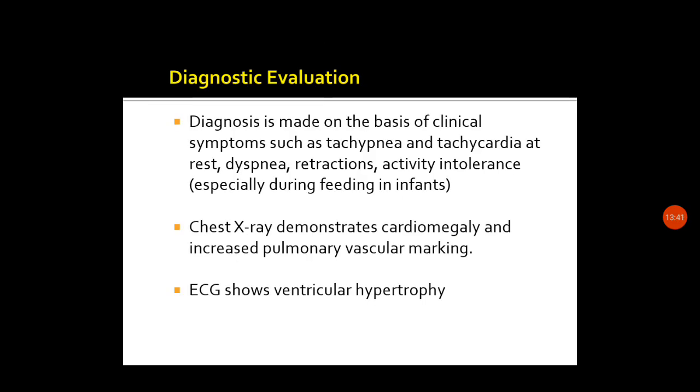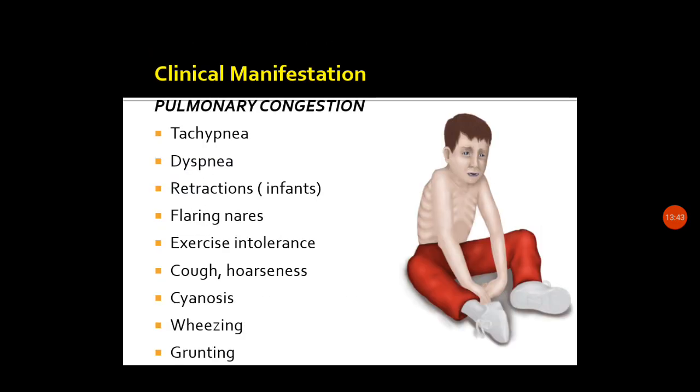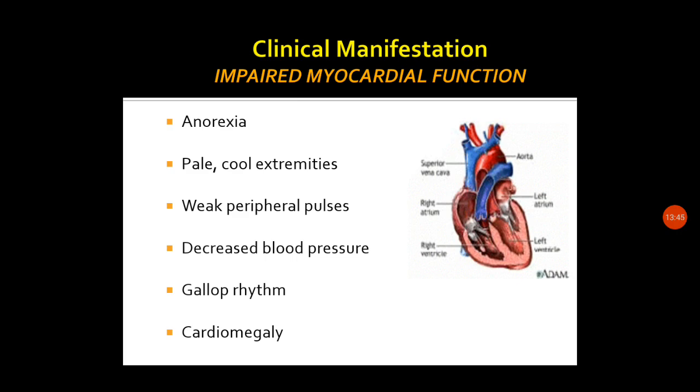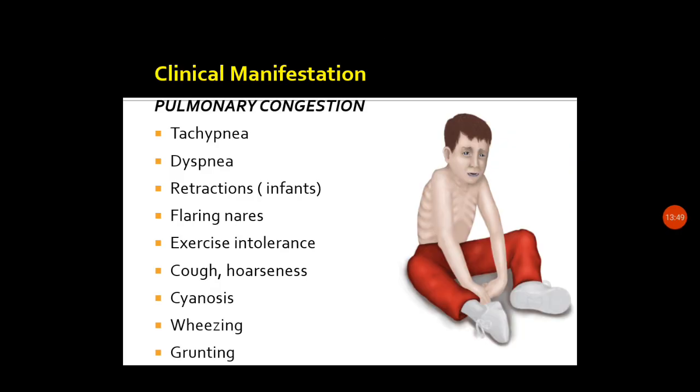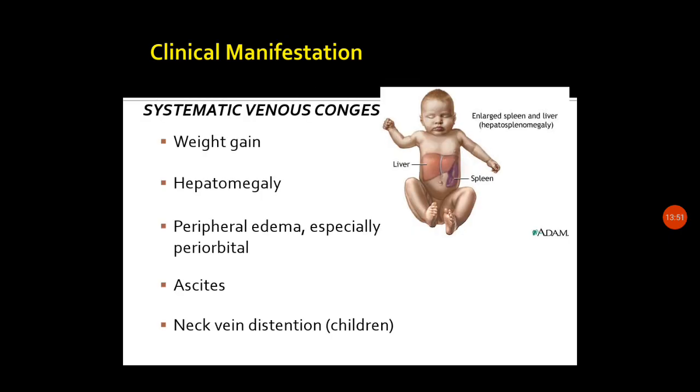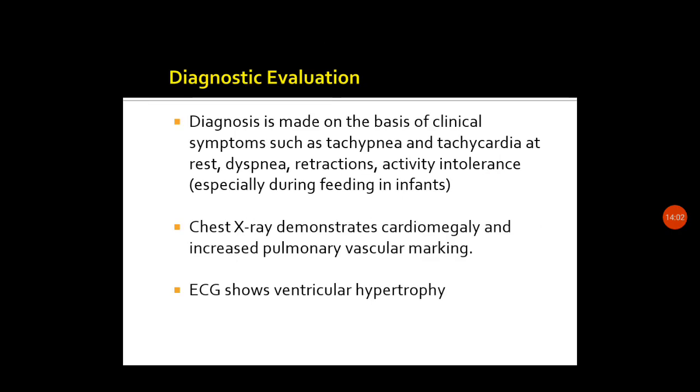So these are the signs and symptoms, or clinical manifestations, of congestive cardiac failure. The first problem is impaired myocardial function. The second problem is pulmonary congestion, and the third one is systemic venous congestion. And we have seen what the manifestations are in each situation in a CCF patient.